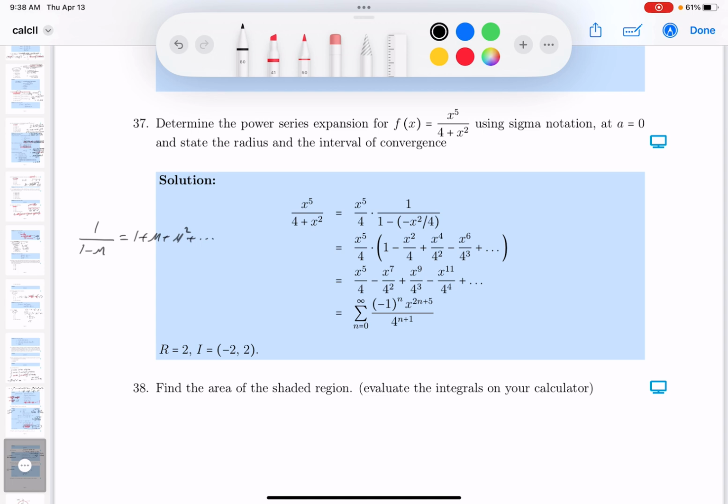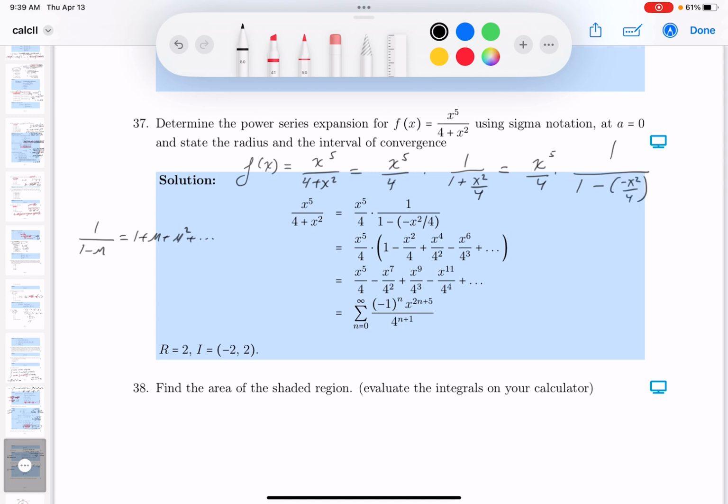So for me to do that, I need to rewrite it. So f of x is equal to x^5 over 4 plus x squared. The first thing I'll do is factor out x^5 on top, because I want a 1, and factor a 4 out from the bottom. And what would I get over there? I would get 1 plus x squared over 4. All right, now I'm almost there. I've got to write it so it looks just like the 1 over 1 minus u. So it's x^5 over 4 times 1 over 1 minus the quantity negative x squared over 4.